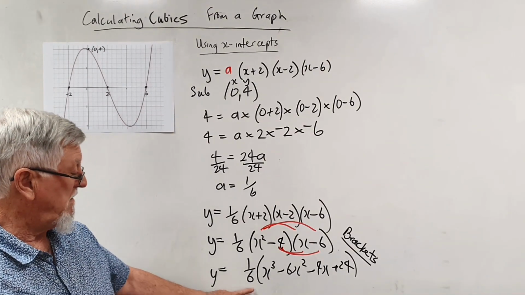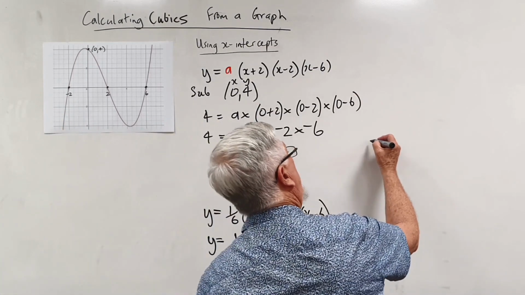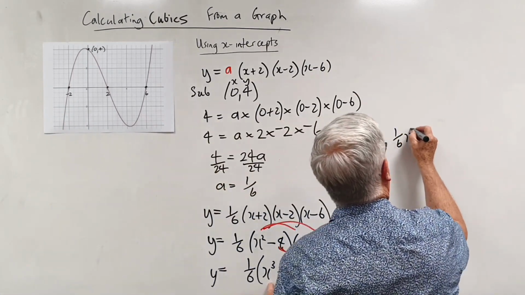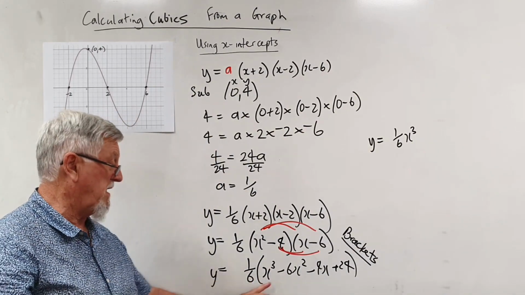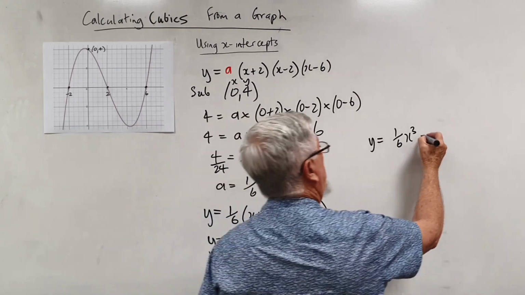So what do I do now? I've got a 6th of x cubed, so I'm going to write it over here. I've got a 6th of x cubed. I've got a 6th of -6x squared. Most people are okay, you cancel the 6's. So you're left with a -x squared.